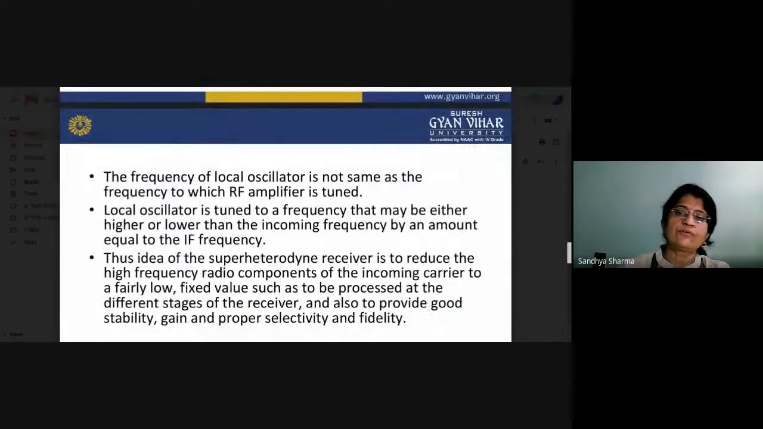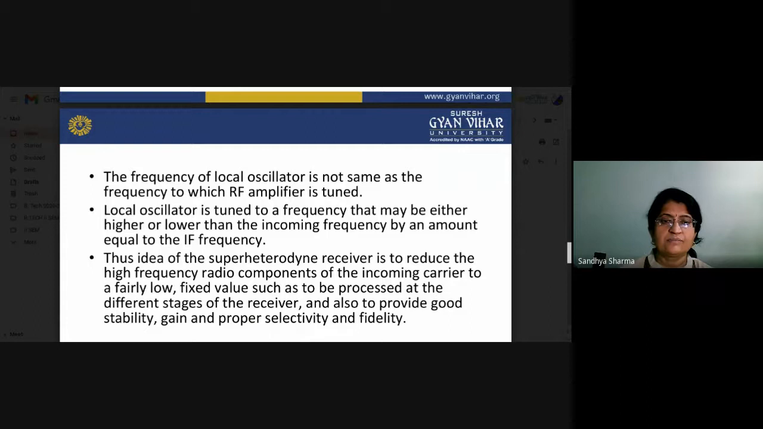The frequency of the local oscillator is not the same as the frequency to which the RF amplifier is tuned. So there is also a problem: all the time we are not getting the same frequency signals. The local oscillator is tuned to a frequency that may be either higher or lower. So that is the role of the local oscillator. It is basically tuned to a frequency higher or lower than the incoming frequency.